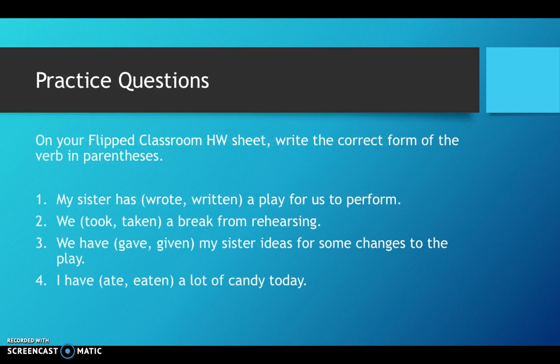So here are your practice questions. If you need to, go back, go to the chart, look at it, copy it, whatever you need, then come back and do the practice questions. Write the correct form of the verb in parentheses. Make sure you pay attention if it's has, had, or have.